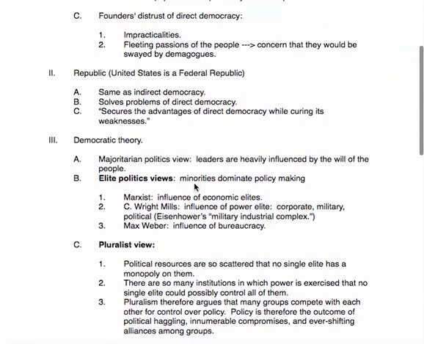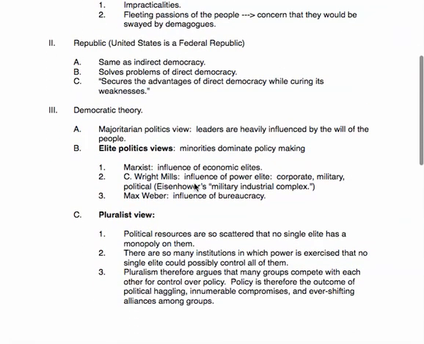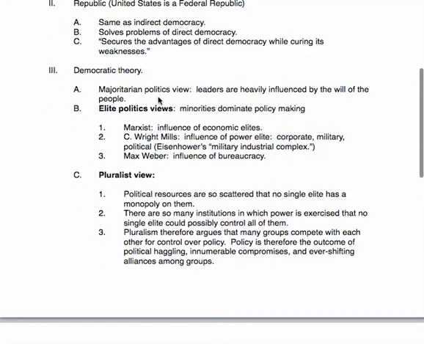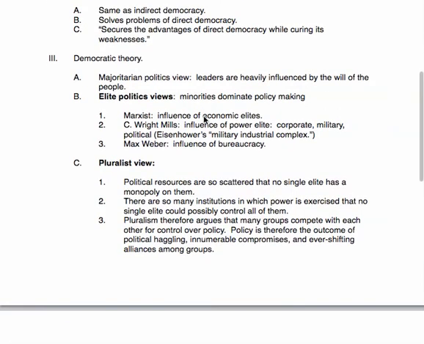And then moving on real quick to the different theories of democracy, or democratic theories. Remember, when we looked at this, we talked about who makes public policy. Remember, public policy being laws and things that you and I have got to follow. The two I'm going to quickly focus on here, I know we have the majoritarian politics view, but we're going to look at the elite or class political views, and that's minorities. The elite minorities dominate policy making.